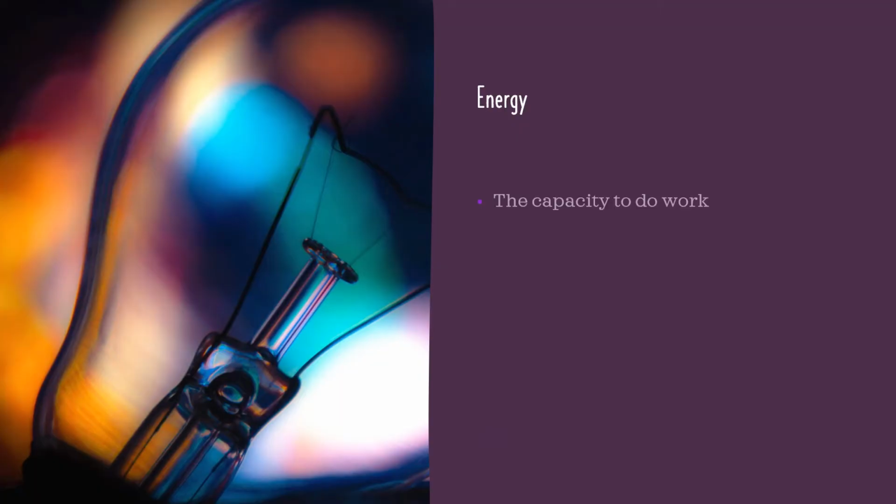So what is energy? Energy is the capacity to do work. It's just the ability for something to do something. There are two types of energy. The first is kinetic energy, and that's the energy of motion. So when anything is moving, it has kinetic energy. Potential energy is stored energy. So this is energy that can potentially turn into the energy of movement, but it's stored at the moment. So it's not currently being used, but it has the potential to be used.